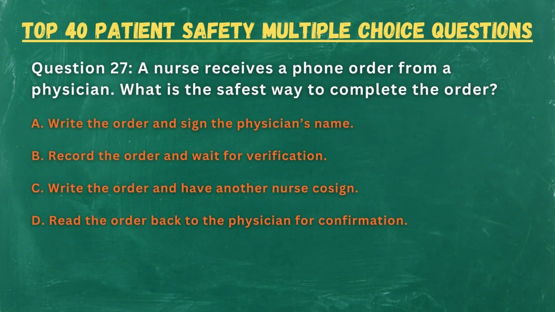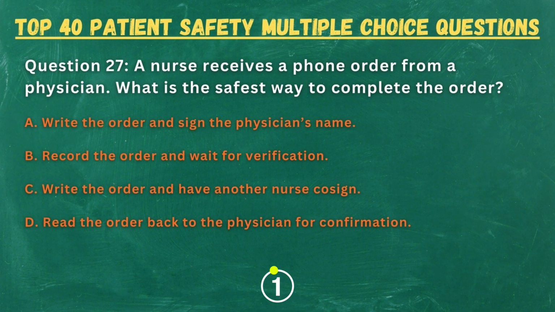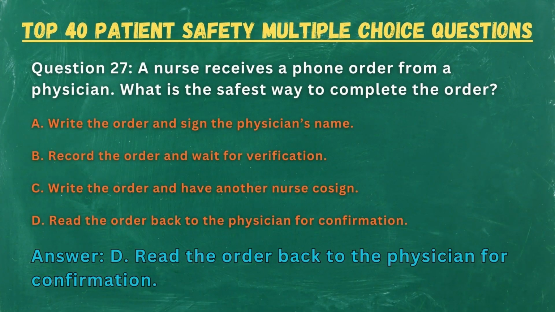Question 27. A nurse receives a phone order from a physician. What is the safest way to complete the order? A. Write the order and sign the physician's name. B. Record the order and wait for verification. C. Write the order and have another nurse co-sign. D. Read the order back to the physician for confirmation. Answer: D. Read the order back to the physician for confirmation.